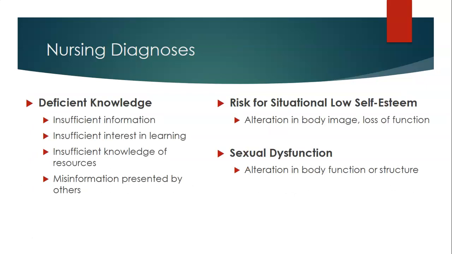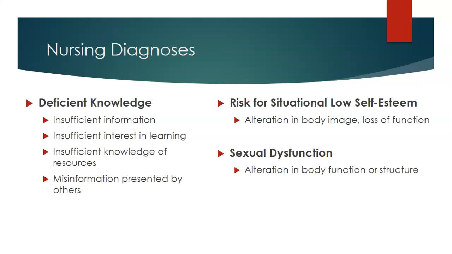Some other nursing diagnoses to be aware of: deficient knowledge related to potentially insufficient information, insufficient interest in learning, insufficient knowledge of resources, or misinformation presented by others. Deficient knowledge is going to be a big one, especially in acute, pretty much anything for the renal system. If someone is newly diagnosed with acute kidney injury or newly diagnosed with chronic kidney disease, they are probably going to have a knowledge deficiency through no fault of their own, insufficient information. So what is our job as the nurse? We've got to give them sufficient information, right?